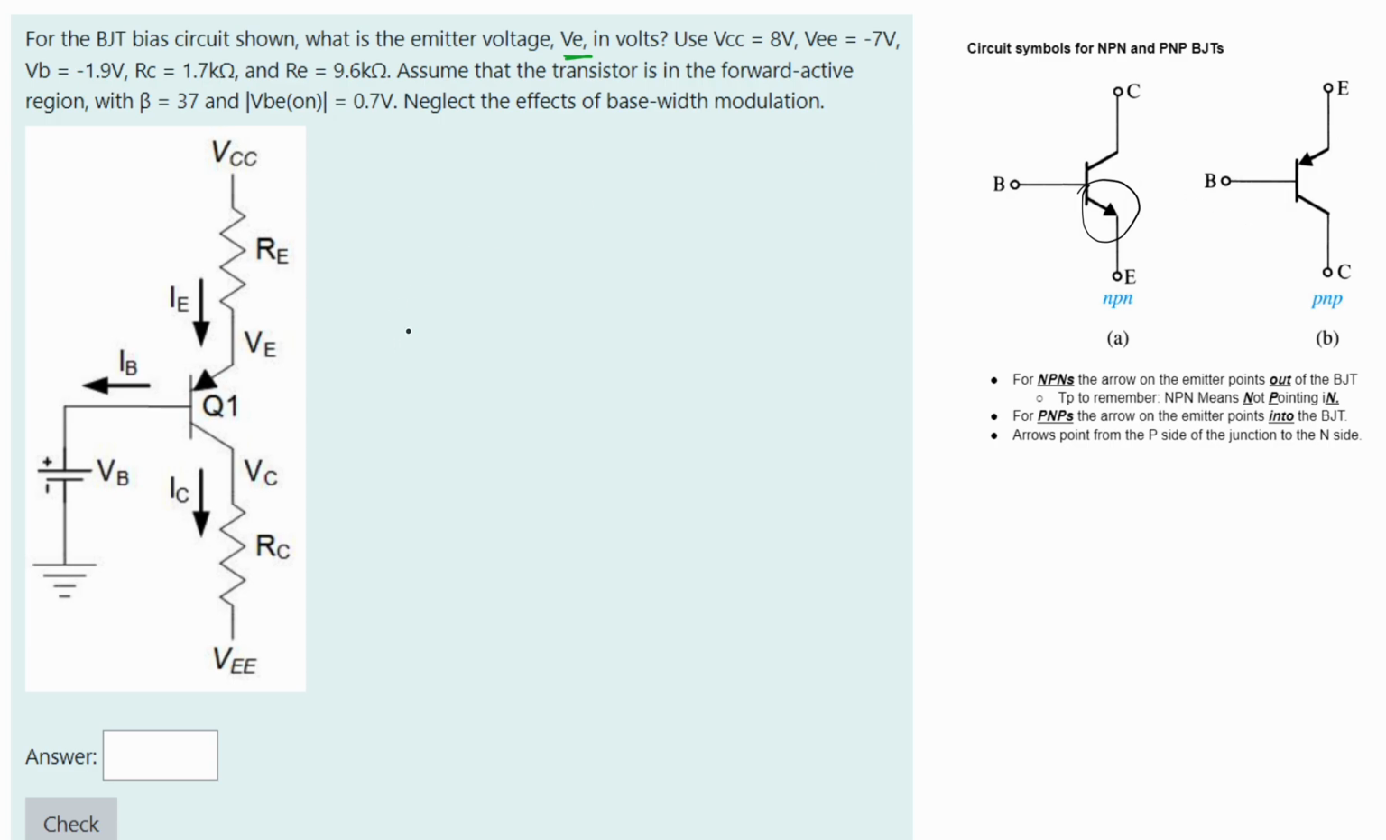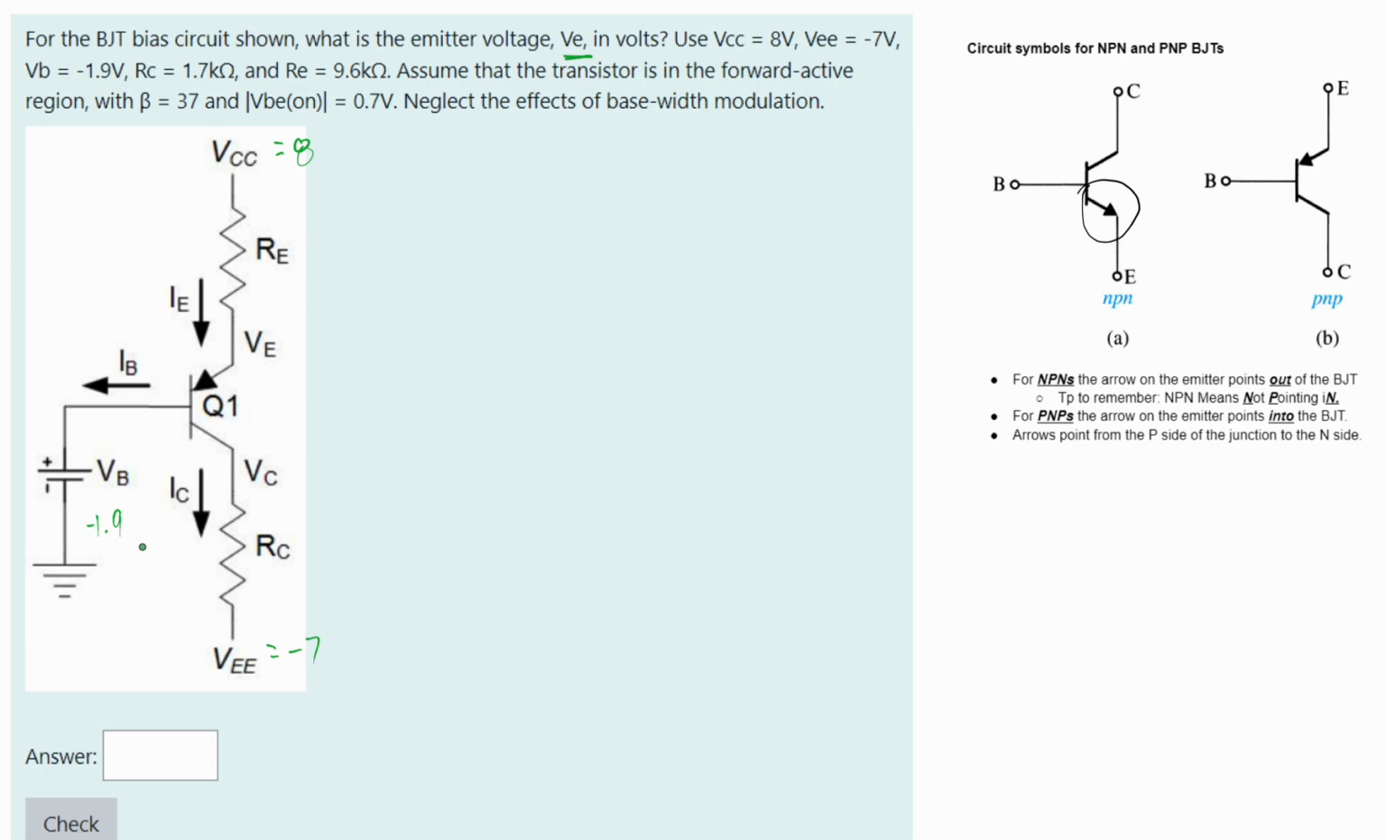But now we're going to solve this problem here. For the BJT bias circuit shown, what is the emitter voltage VE in volts? So we need to use VCC as 8 volts. We can write these down. VCC is equal to 8. Our VEE is equal to -7. Our VB is equal to -1.9.